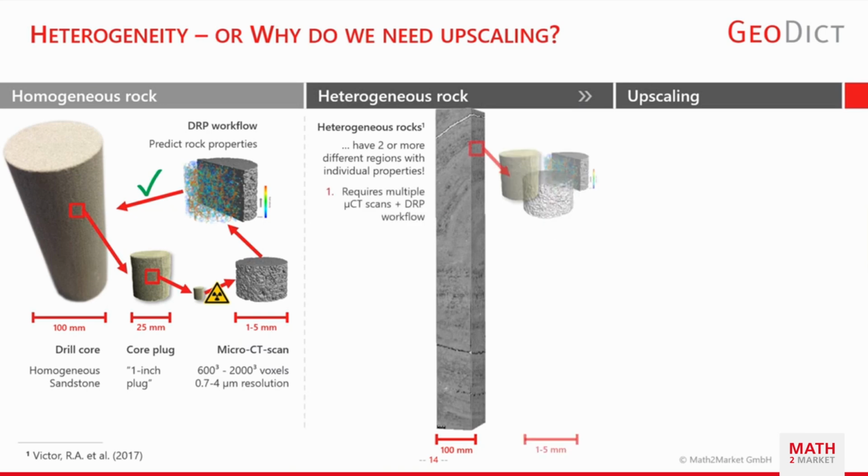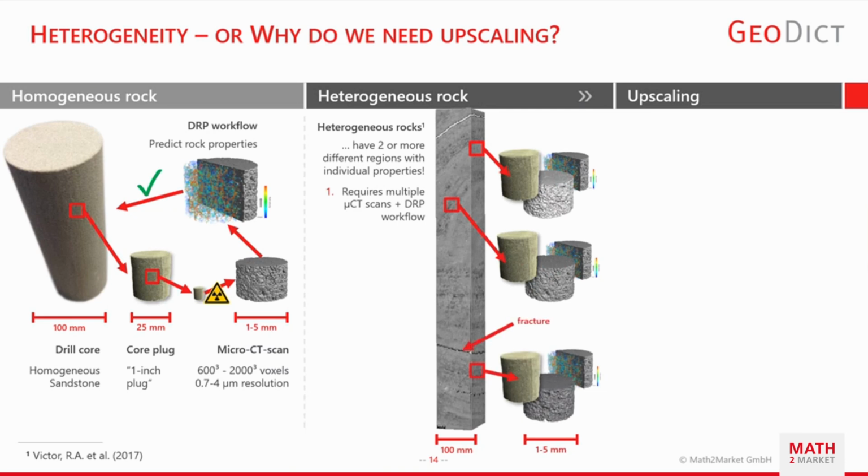So we need to identify different regions or rock types or phases, however you want to call it, at the core scale, and then do subplugs for each of the different regions that are representative for that region, do the entire digital physics workflow for each of them, and then we need to find a way to do the upscaling.